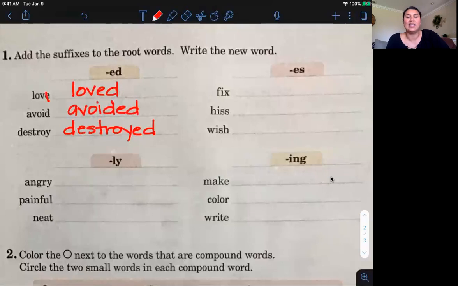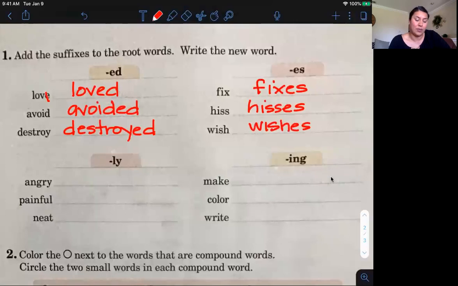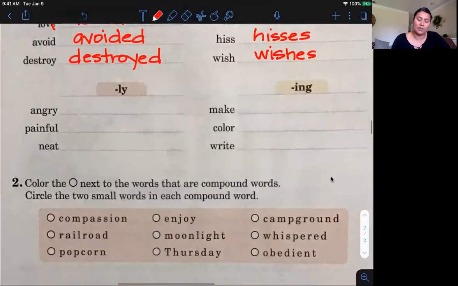All right. Next, S in peaches, ES. Fixes. Hisses. And wishes. All of these were simple because all we needed to do was add the ES. Very good. All right, let's keep going.